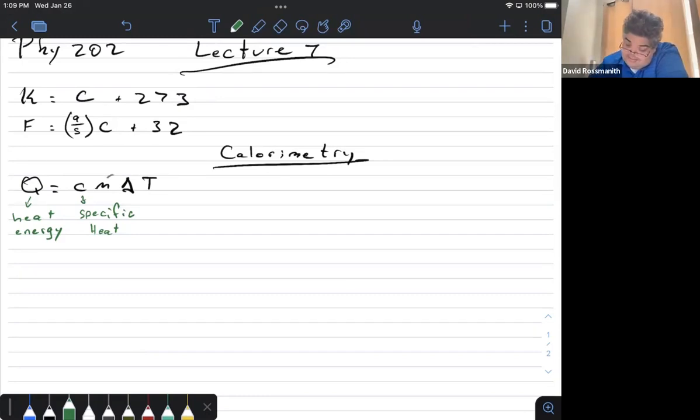M is mass. So obviously, if you have a heck of a lot of this material and you want to change it by 10 degrees, that's going to take more energy to do than if you only have a little bit of the material and you want to change it by 10 degrees. So the more mass you have, the more heat it's going to take to change the temperature. And of course, mass is in kilograms, just like in first semester physics. And then delta T, that's change in temperature, which means final temperature minus initial temperature.